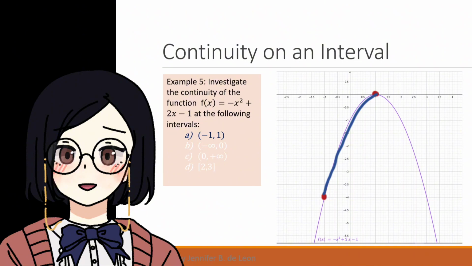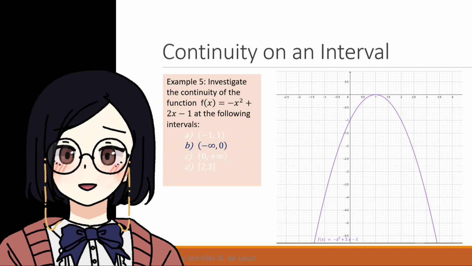We see that the graph is continuous from the left of positive 1. Now let's check if it is continuous also from the right of negative 1. So let's trace from the right of negative 1. We can see that we can completely trace the function without lifting our pen. So therefore, we can say that f of x is continuous on the open interval from negative 1 to positive 1.